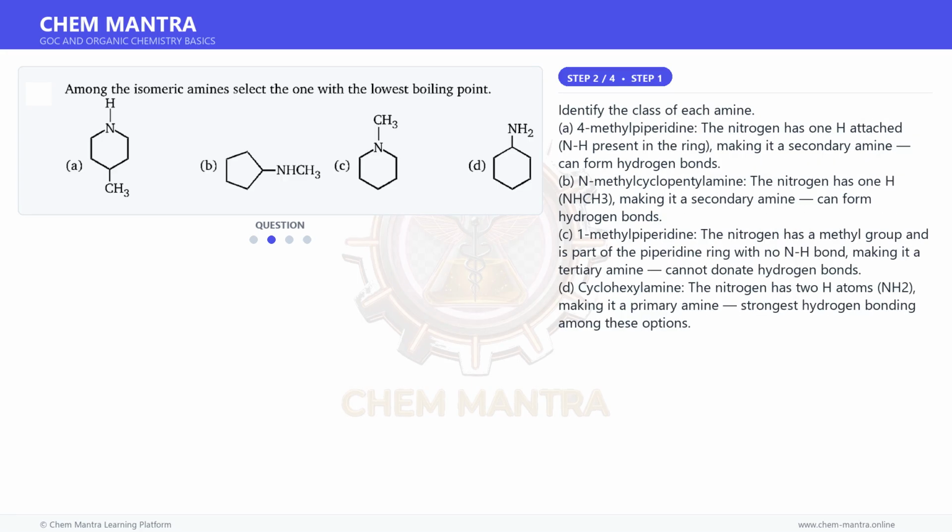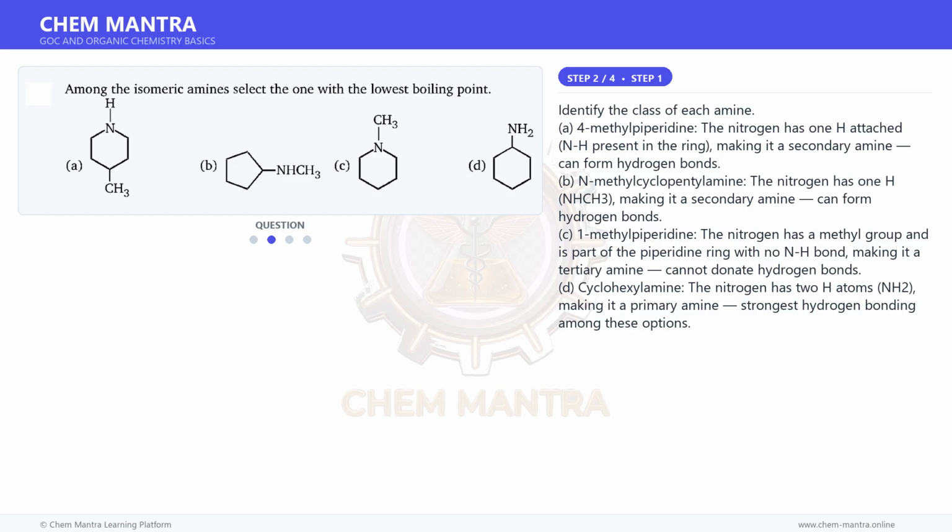Moving on to the next step. Identify the class of each amine. A. 4-methylpiperidine, the nitrogen has one H attached, NH present in the ring, making it a secondary amine, can form hydrogen bonds. B. N-methylcyclopentylamine, the nitrogen has one H, NHCH3, making it a secondary amine, can form hydrogen bonds.